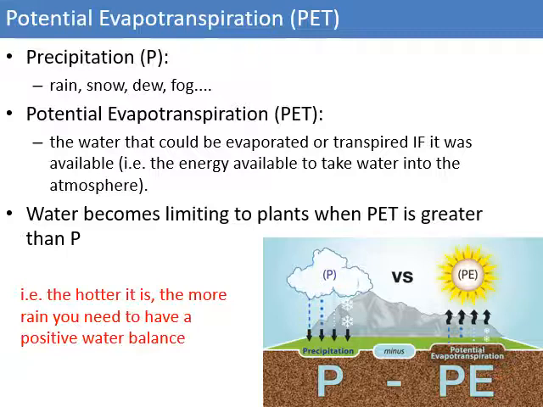The reason we find this useful to quantify is because, as a good rule of thumb, water becomes limiting to plants when PET is greater than precipitation. So when the amount that could go out to the atmosphere if it was there is greater than the amount that's actually coming in, chances are your plants and your ecosystems are going to be water stressed. And the reason it's useful is because it can define water stress in places that are actually very different in terms of temperature. In a hot place, you need more rain to have a positive water balance. Think about that for a little bit. See if you understand it.